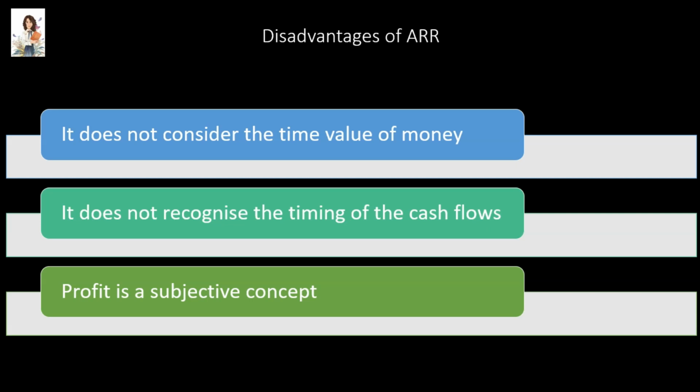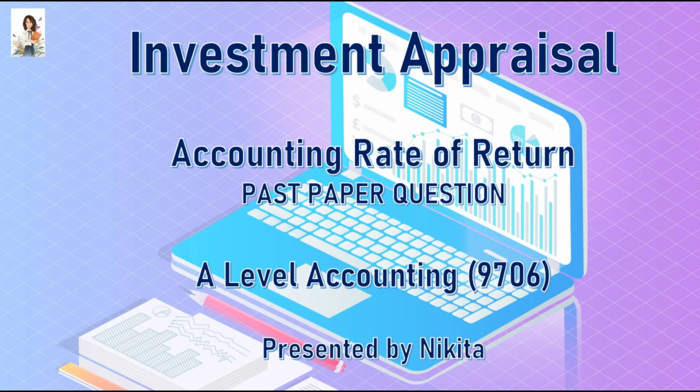ARR is the only method of investment appraisal which uses profit instead of cash flows in its formula. However, the concept of profit is a subjective one. It depends on a number of variable policies such as provision for depreciation and doubtful debts, valuation of inventory, and other matters. So that was a past paper question on ARR method of investment appraisal. We will cover another method of investment appraisal in the next video.